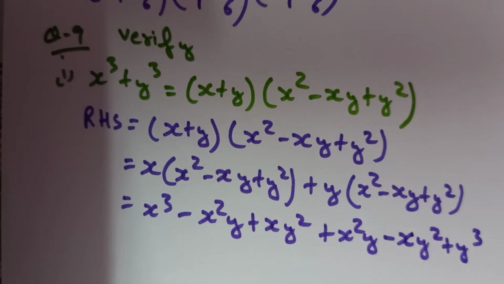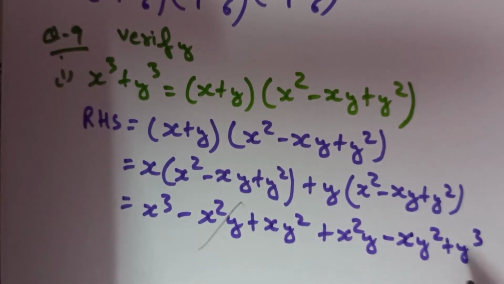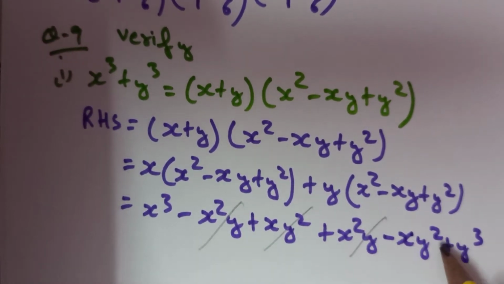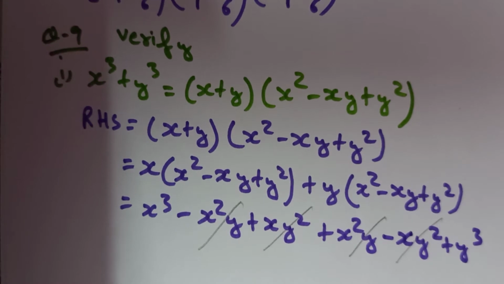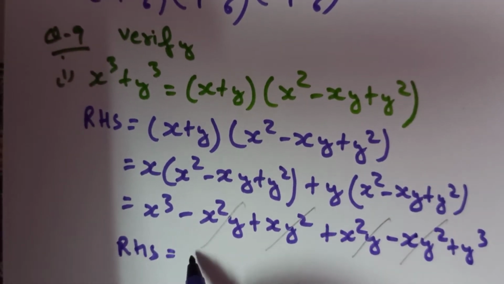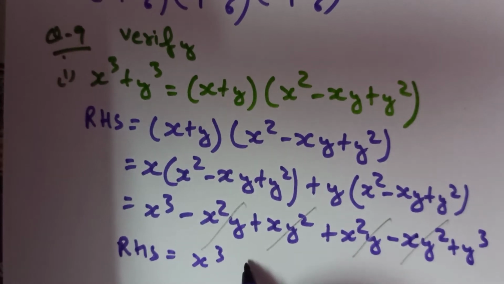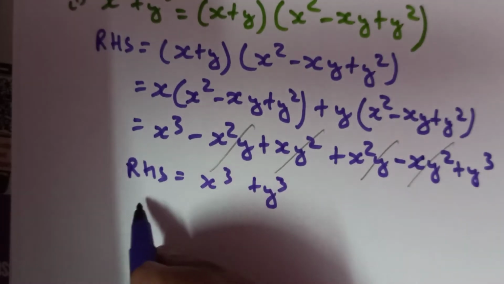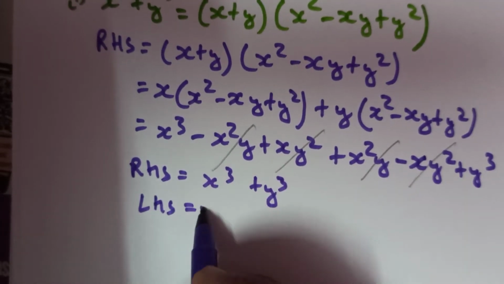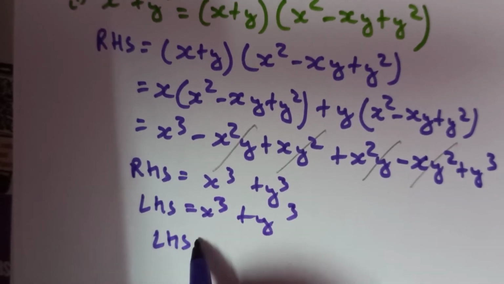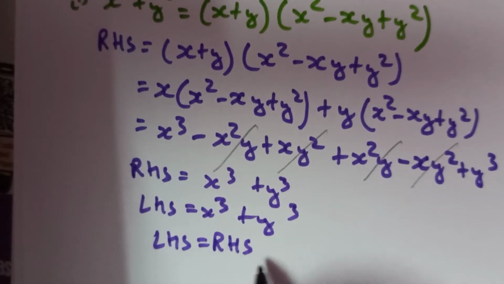Now we can clearly see here that minus x square y and plus x square y will cancel out, and plus xy square and minus xy square will cancel out. So at the end we are getting the RHS equal to x cube plus y cube. So this is in fact our LHS also. So that means LHS is equal to RHS, hence verified.